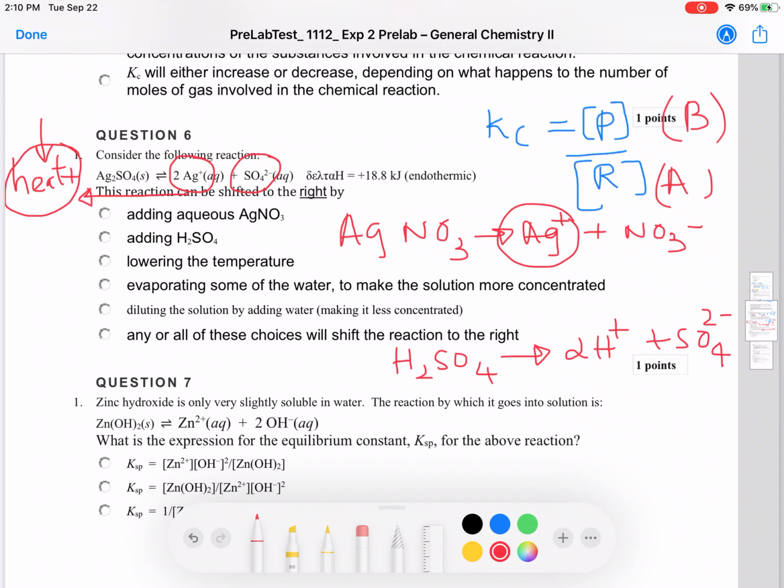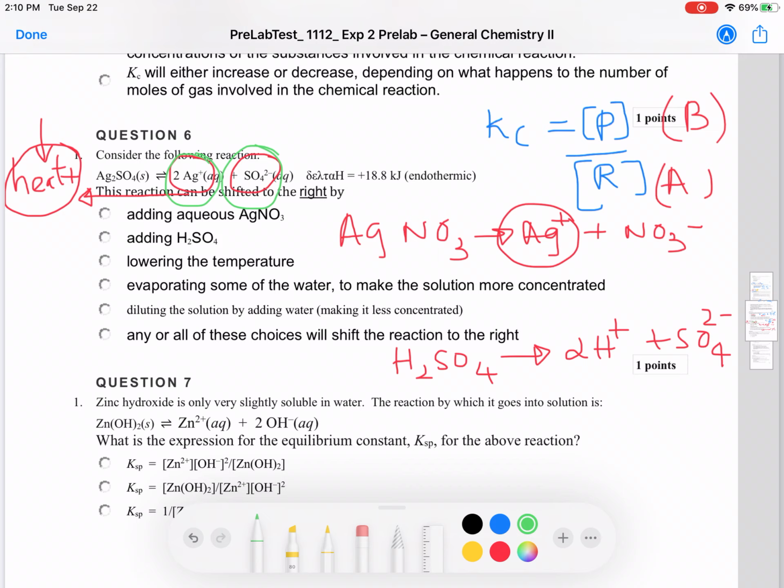Diluting the solution by adding water, making it less concentrated. Now we are making the silver ions and sulfate ions less concentrated. So you have less of those. So when it is less amount, then more of the silver sulfate will start dissociating to form more of the silver ion and the sulfate ions. Okay. Anything which decreases the concentration of one or both products will shift the equilibrium to the right. Okay, so basically by diluting the solution, by adding water, we'll make it go to the product side.